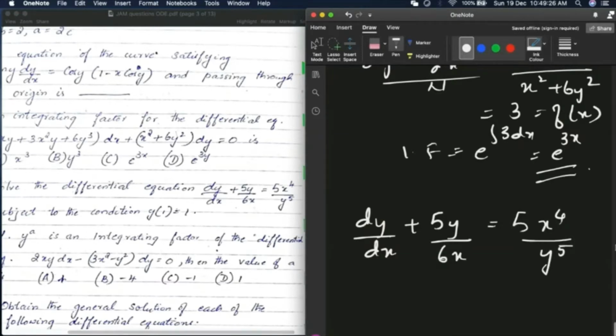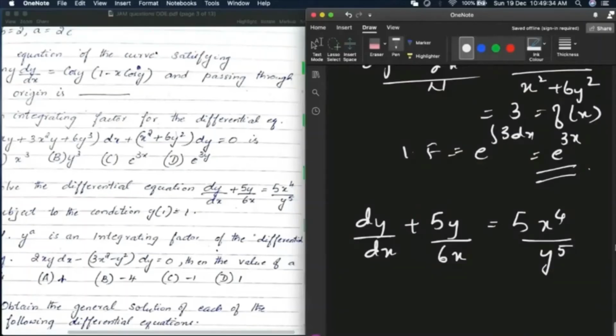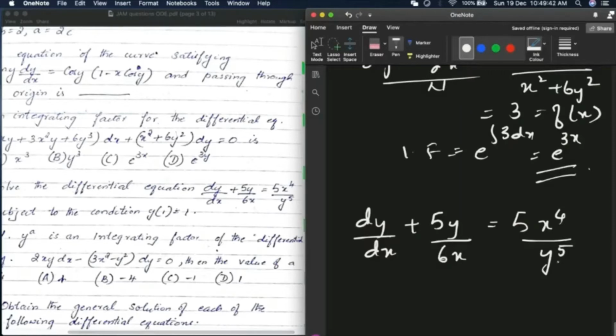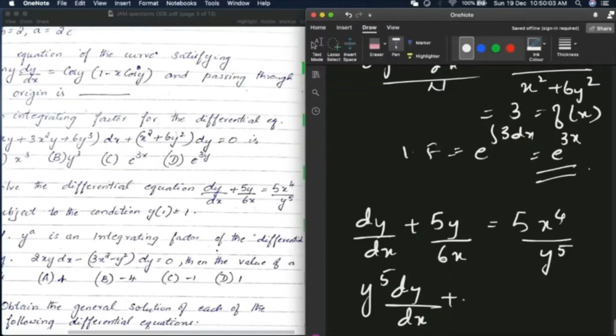Bernoulli. I think this is also Bernoulli's. It looks like Bernoulli's, the way it is given. We'll have to just rearrange it and see. Because you have y raised to 5 here, and y raised to 6 will come here, no? So definitely you can go for a substitution here so that y raised to 5 dy by dx will become some dv by dx. So suppose I write it in this way, then it becomes easy for you to tell me at least.